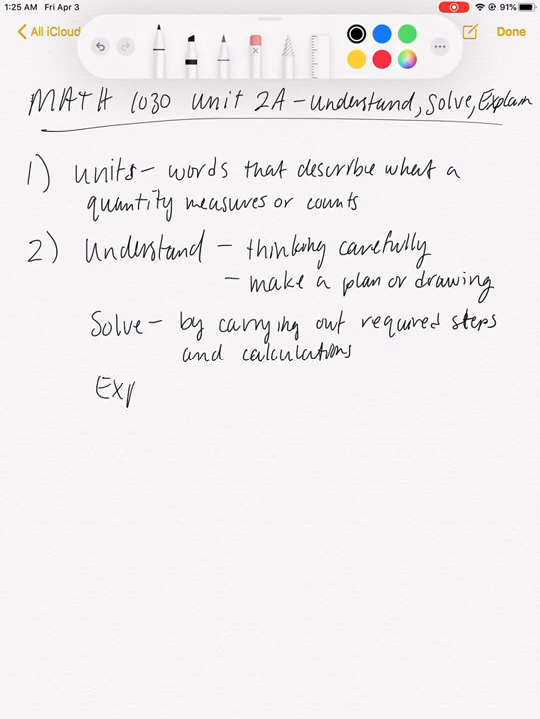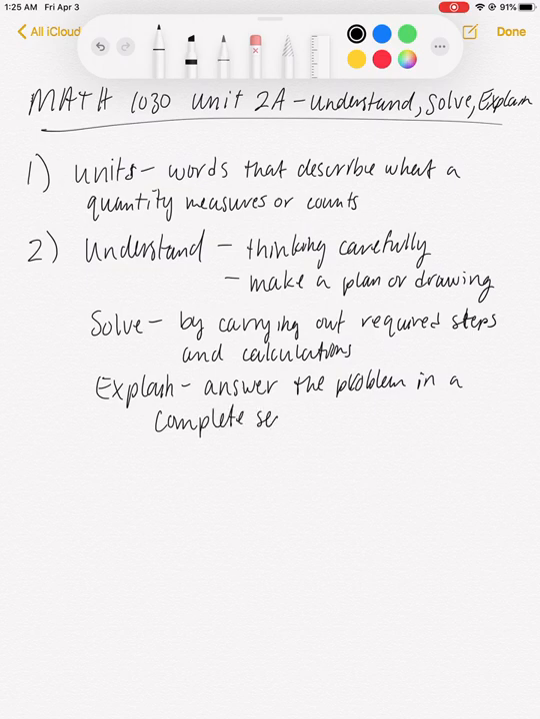So explain is to answer the problem in a complete sentence, and check to see if it's reasonable.